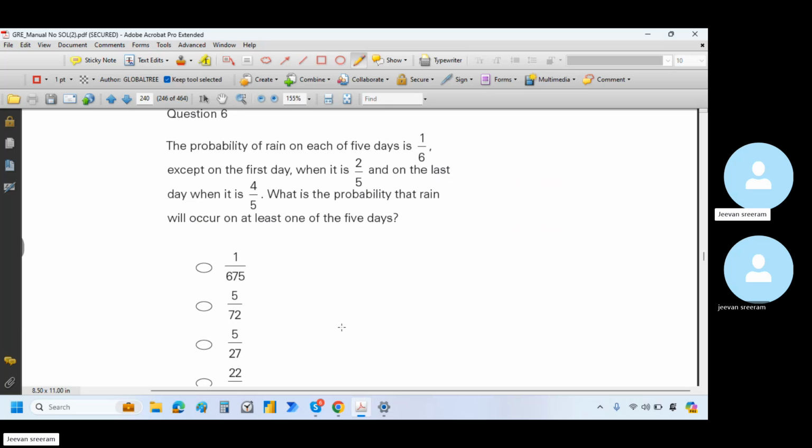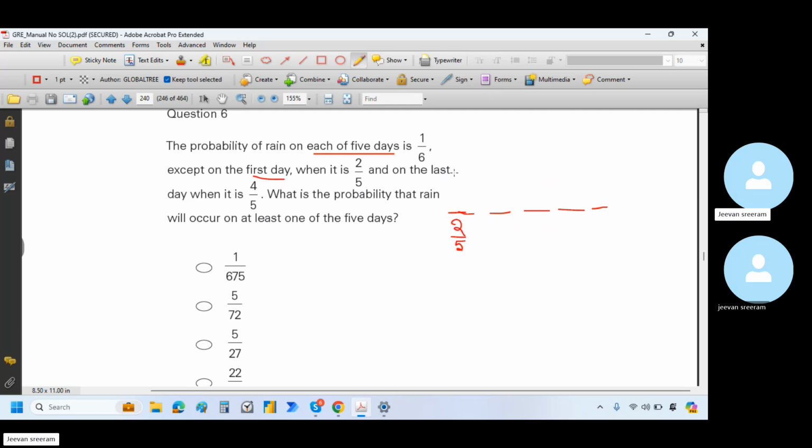Yeah, let's do. The probability of rain on each of the 5 days is 1 by 6, except on first day. He's talking about only 5 days in a week. So 1, 2, 3, 4, 5. So each of the 5 days it is 1 by 6, except on first day when it is 2 by 5. Okay, first day the probability of getting rain is 2 by 5.